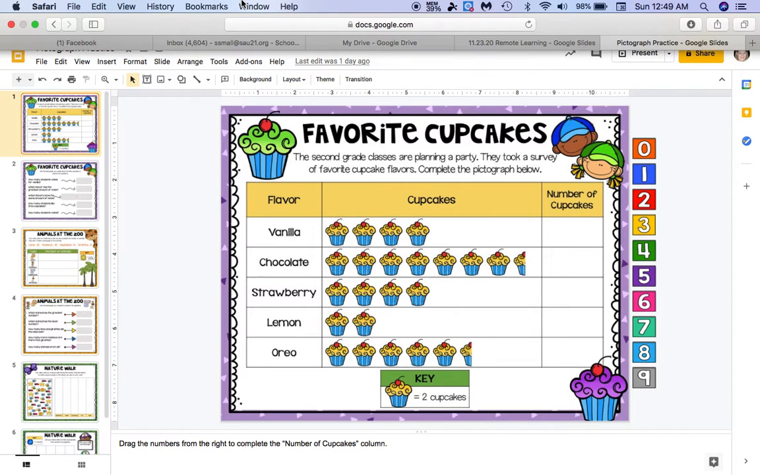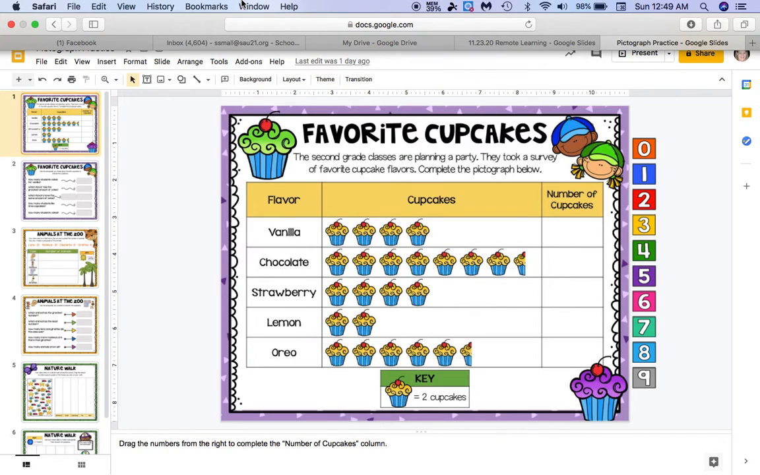Okay, boys and girls, so for today's assignment, you are going to apply what you've learned about pictographs by doing some pictographs digitally. You've been doing a bunch of pictographs in school on paper, but now that you're home remotely, you're going to use your computers to show what you know.